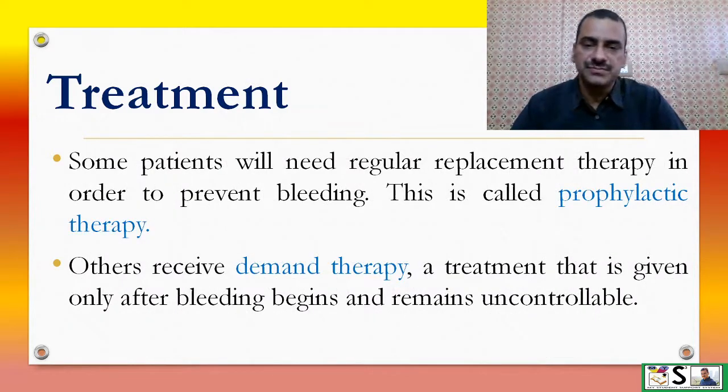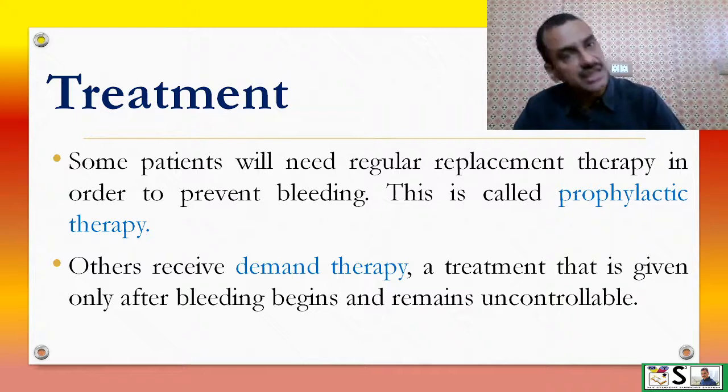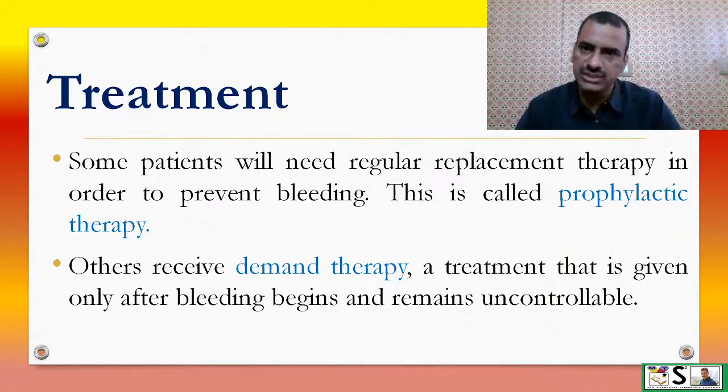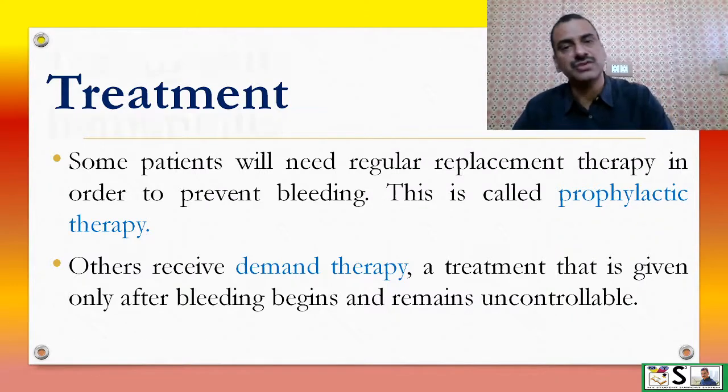Some patients will need regular replacement therapy in order to prevent bleeding. This is called prophylactic therapy, and some persons receive on-demand therapy. It is a treatment which is given after bleeding begins and remains uncontrollable. So this is the treatment of hemophilia.